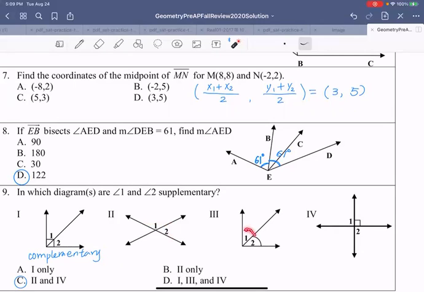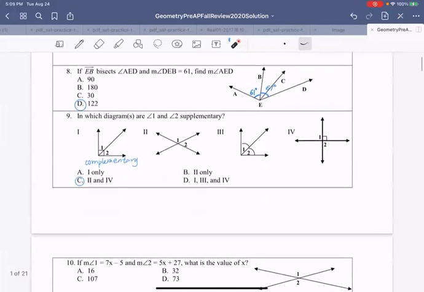These 2, are they supplementary? No. How about this one? Angle 1 and angle 2. Yes, because when you show this, that means these 2 lines are perpendicular, 90 degrees, 90 degrees. So plus together is also 180, right? Yes. Number 9.